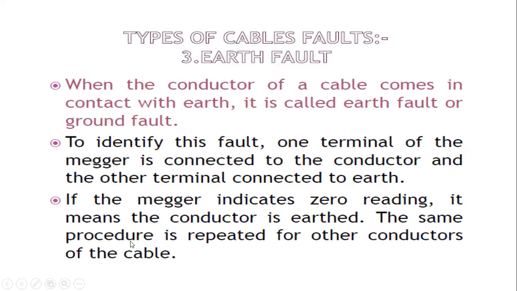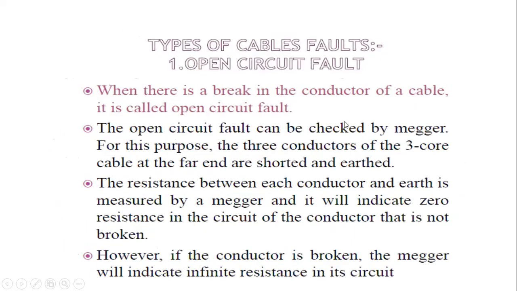One terminal is connected to the conductor and the other to the earth. If the Megger measures the zero value, then we identify that an earth fault has occurred, and the same procedure is applied for all the conductors. These are the various types of faults that occur in cables: open circuit faults, short circuit faults, and earth faults. These three types of faults are identified by using the Megger.